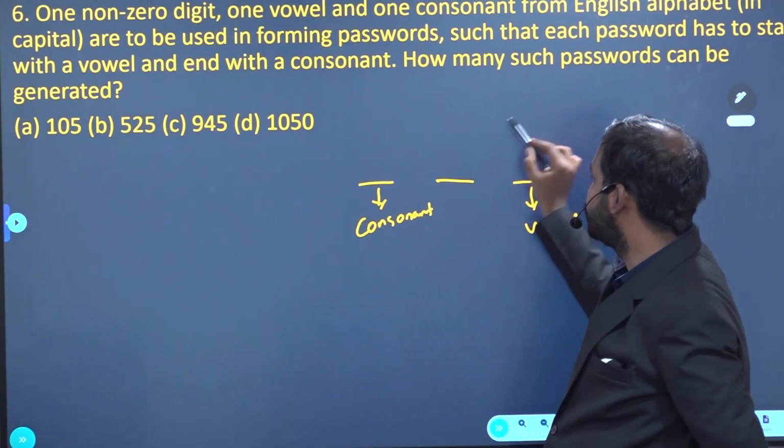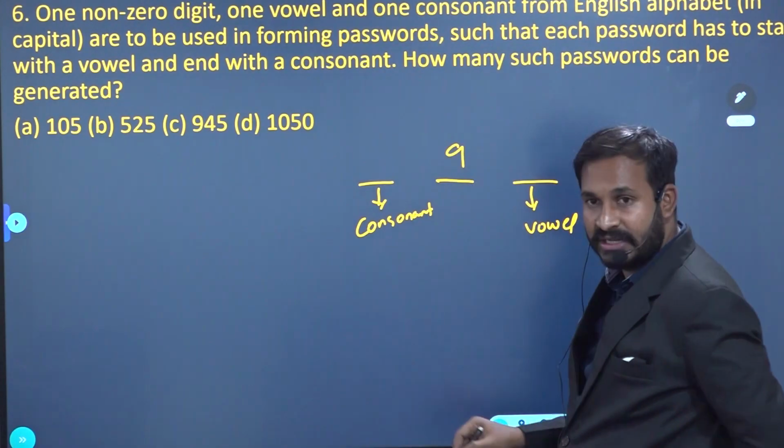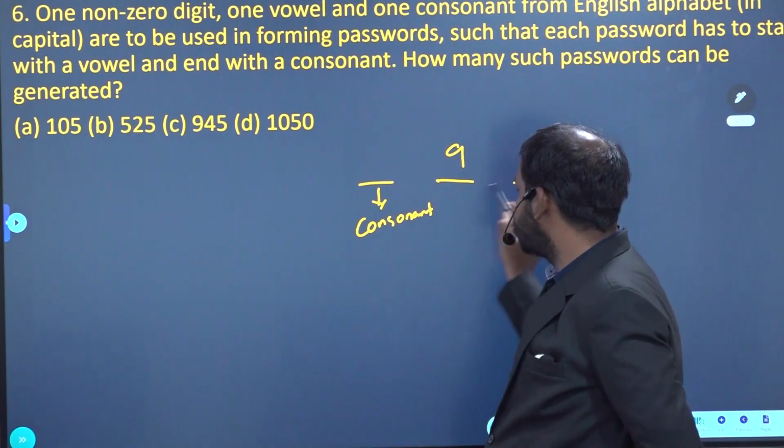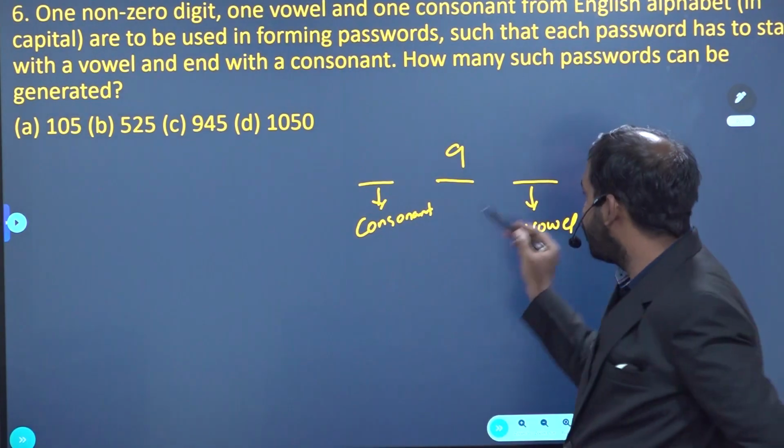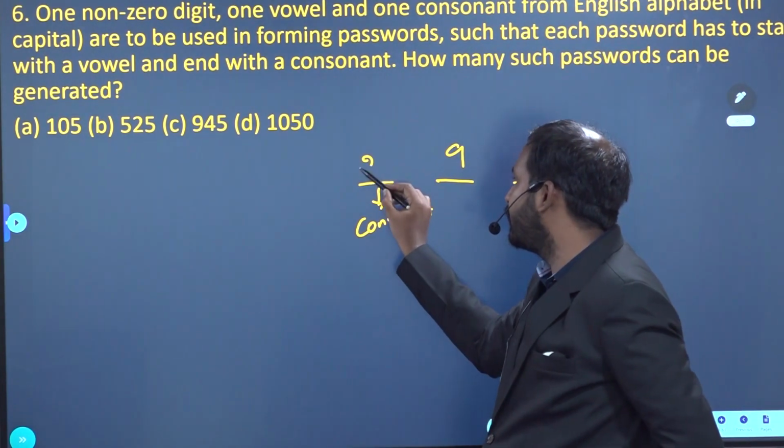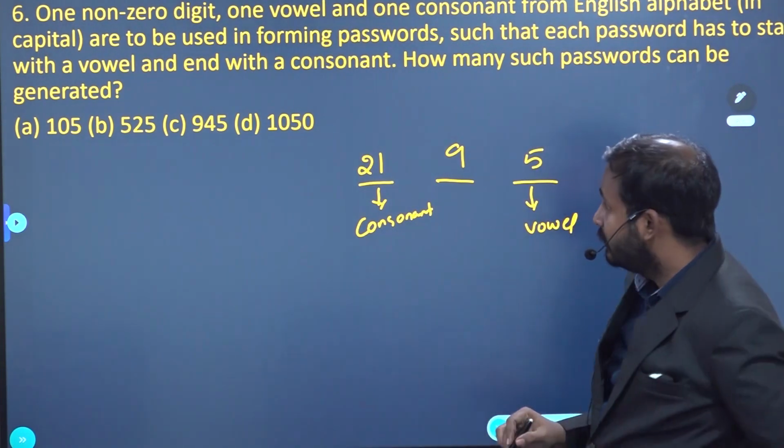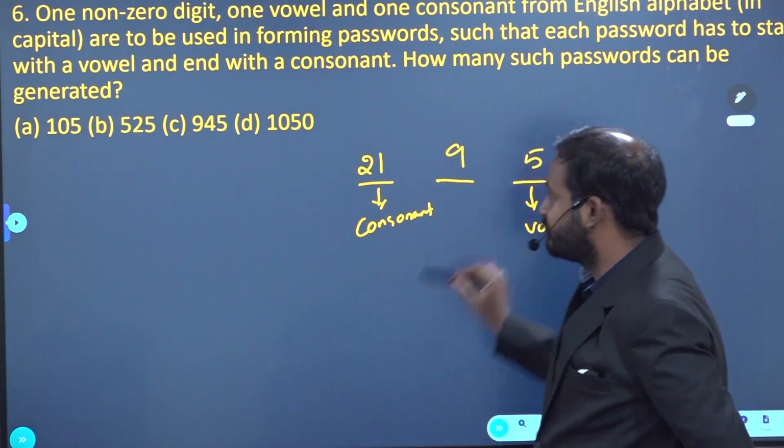And non-zero digits: total how many non-zero digits are there for me? 9. And how many consonants? Out of 26 alphabets, 5 are vowels. If 5 are vowels, then the remaining 21 are what? Consonants. Then how many such passwords can be generated?